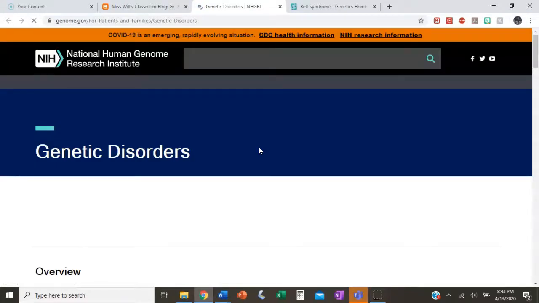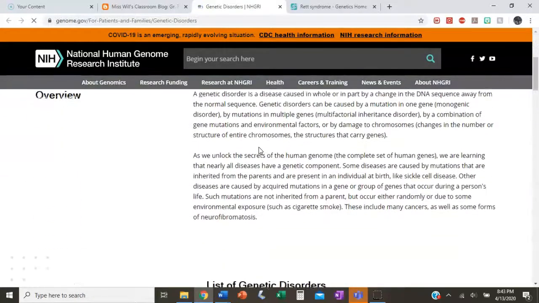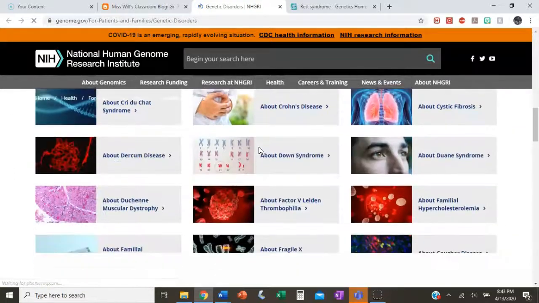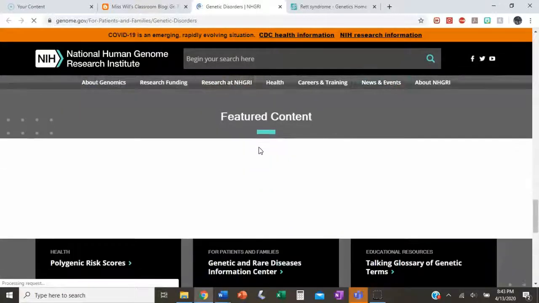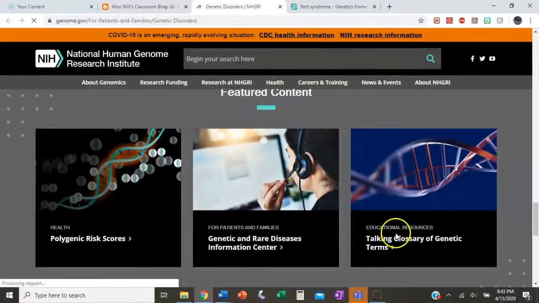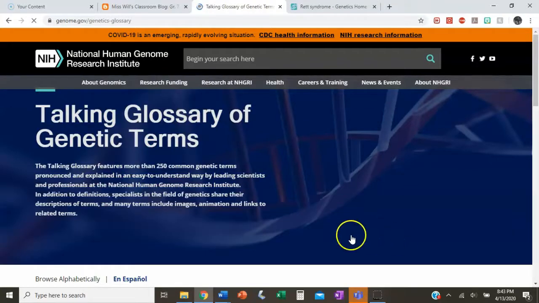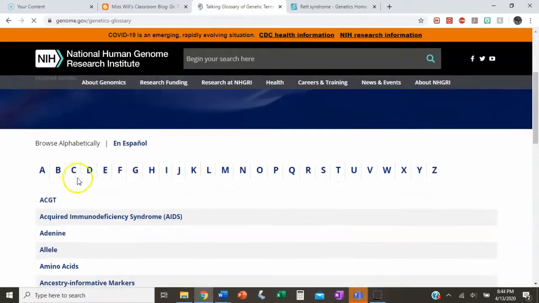just to reiterate again, you can scroll down, and if you go all the way down past all of these genetic disorders to featured content, there is the glossary of genetic terms. If you click on that, it will take you to an alphabetical list of genetic terms. So if you run into something during your research that you do not understand, make use of this and try and learn and understand more than you do already.